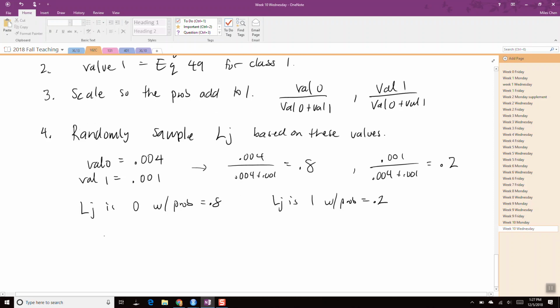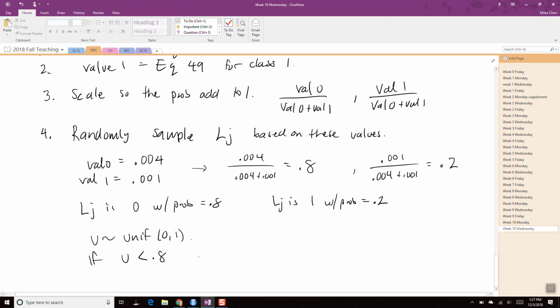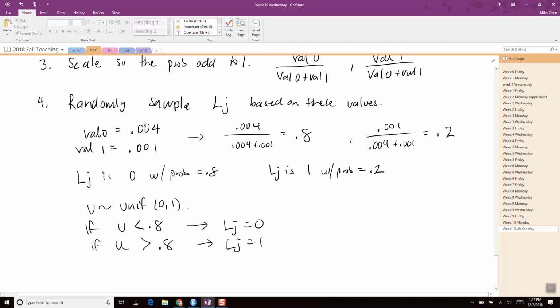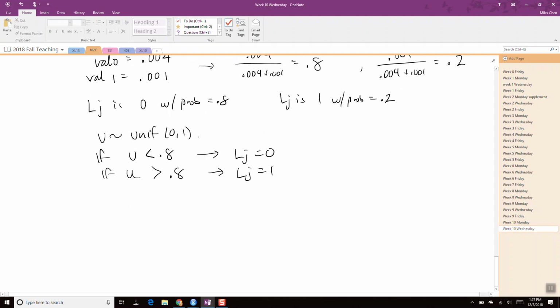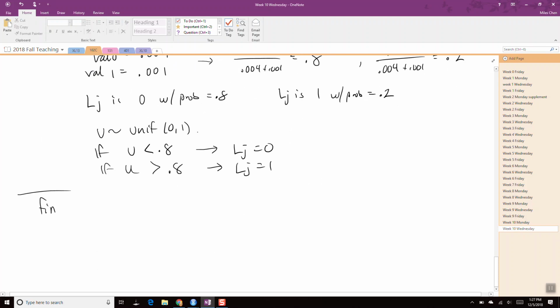So what do we do? There's a few ways you can do this. One is you can just draw U from uniform 0, 1, and then if U is less than 0.8, then LJ equals 0, and if U is greater than 0.8, LJ equals 1. Okay, and so once you have achieved this, you are done for document J, and then you move on to the next document, right? So finish for one document. Okay, move to the next.